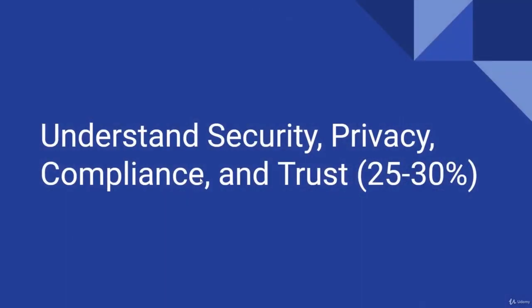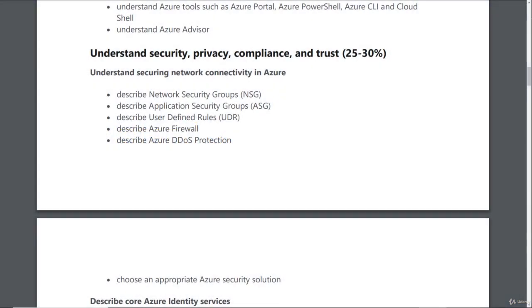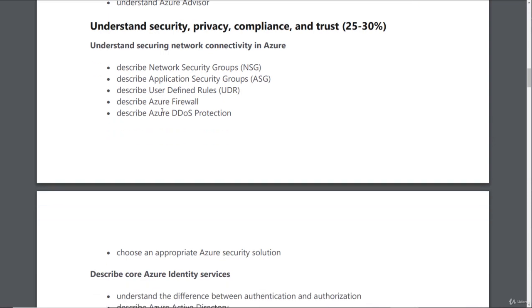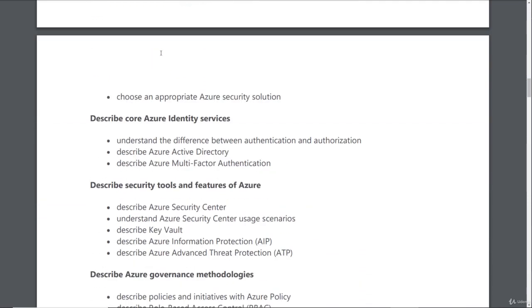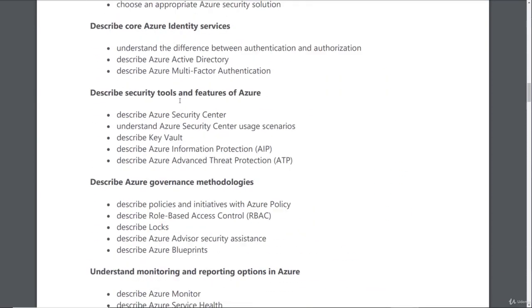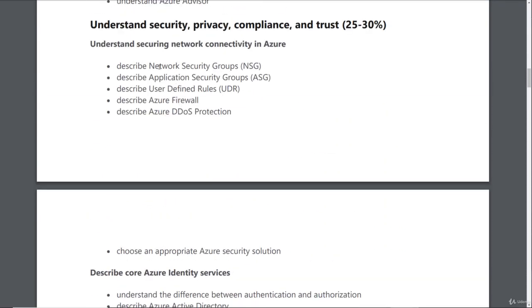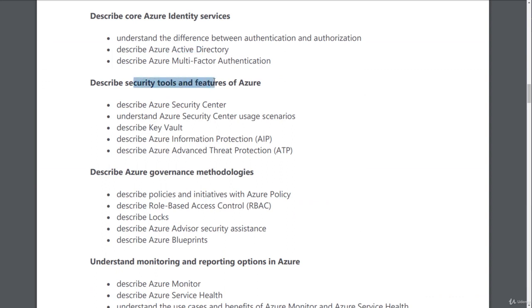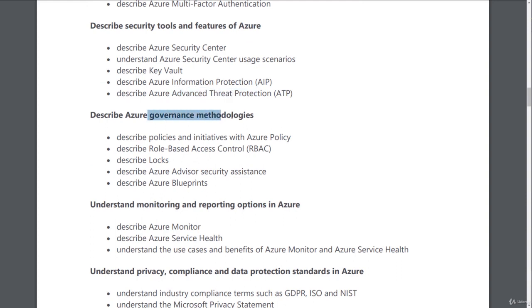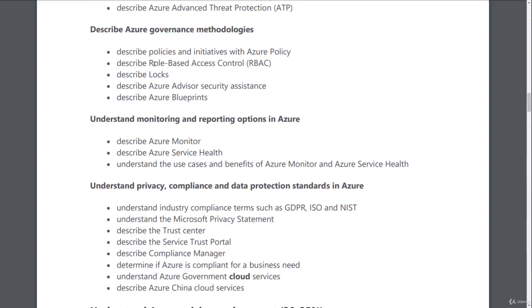So the next section of the exam says understand security, privacy, compliance, and trust, and is worth 25 to 30% of the total score. We can see on screen that this section has a lot of subtopics. So we're talking about virtual networks and network connectivity security, identity services such as Microsoft Azure Active Directory. We're talking about security tools and features of Azure, which are things like Key Vault, advanced threat protection, etc. There's the whole governance thing, which has to do with policies, RBAC, and Azure locks and things like this.